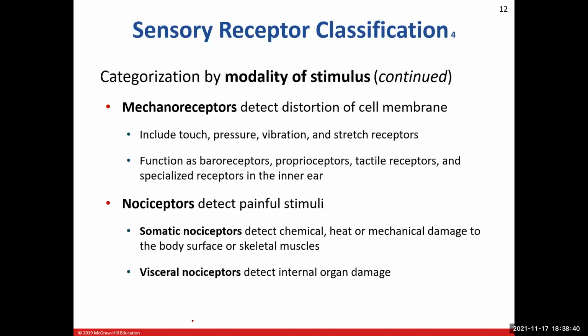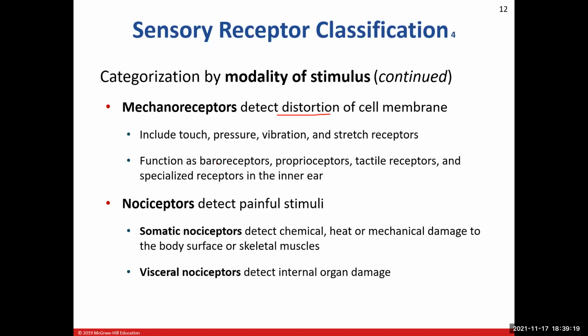Then we have mechanoreceptors. I was mentioning these types of receptors earlier on when I was talking about distortion of the plasma membrane. The mechanoreceptors are going to be based on a lot of tactile sensations: touch, pressure, vibration, and even stretch. All of those stimuli will actually distort the cell membranes of these specialized receptors, and so they'll send that sensory information to the central nervous system for processing.